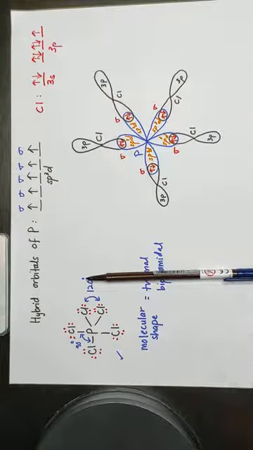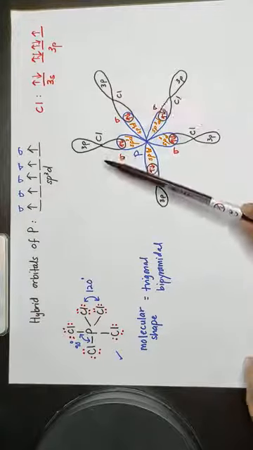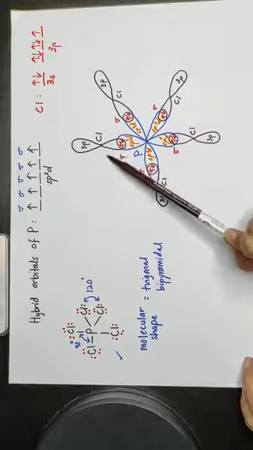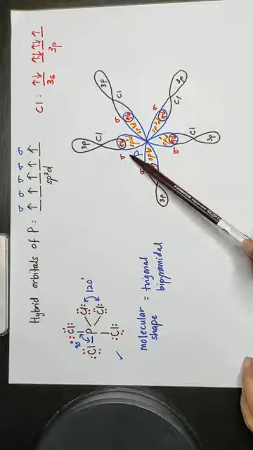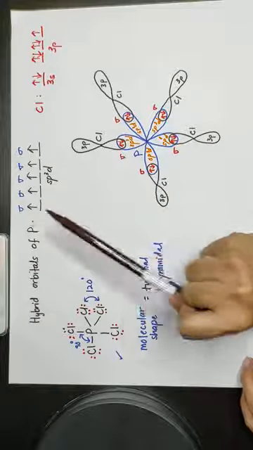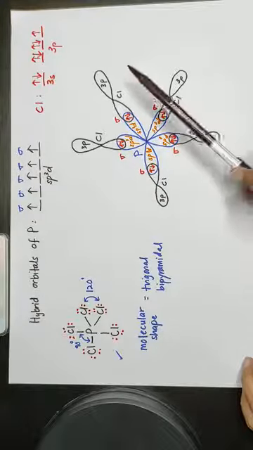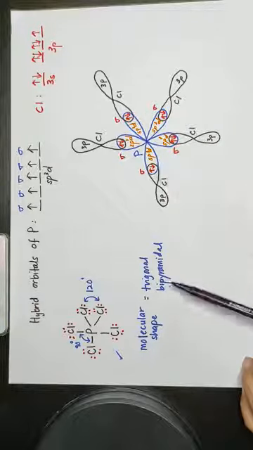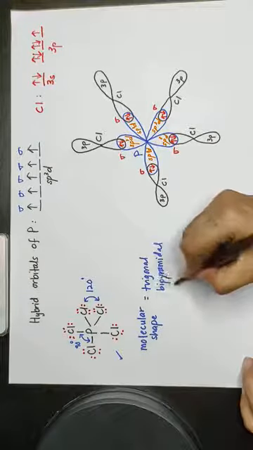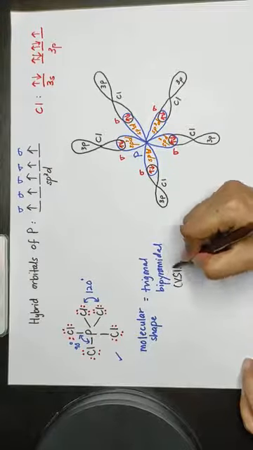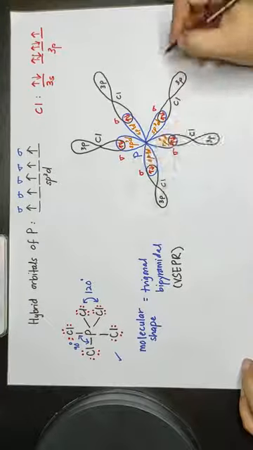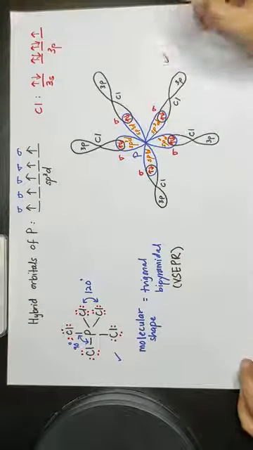Now you can see the end-to-end overlapping of the hybrid orbitals of phosphorus with the 3p orbitals of chlorine produces 5 sigma bonds, and the molecular shape is aligned with the molecular shape predicted by using VSEPR theory. Alright, okay class? Thank you.